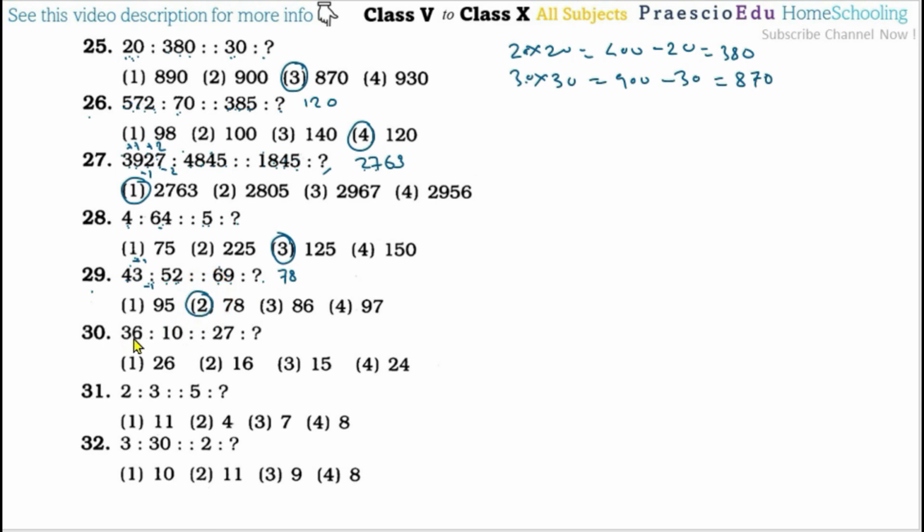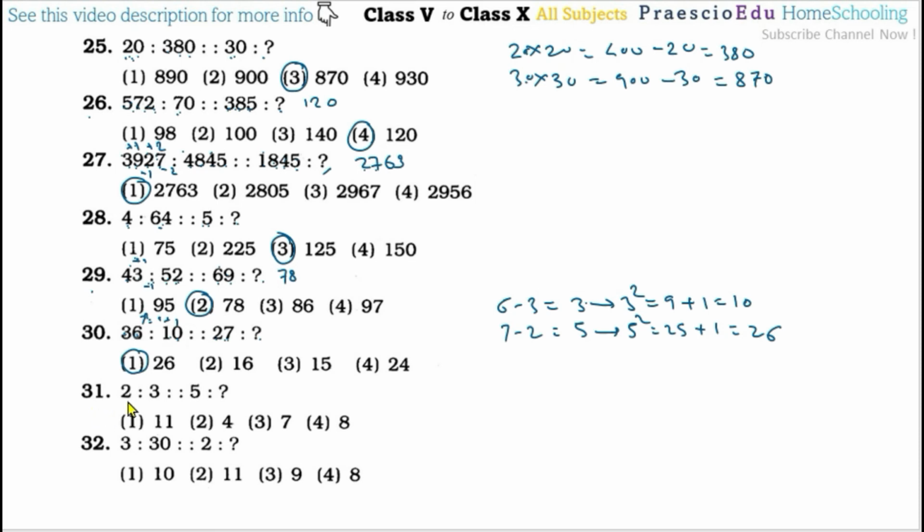Then question number 30, 36, 10, 27, and then question mark. So 36 means the difference between these two digits, 6 minus 3 is 3. 3 square is 9, and 9 plus 1 is 10. Likewise then 27. So 7 minus 2 is 5. 5 square is 25, and 25 plus 1 is 26. Means option number 1 is correct.